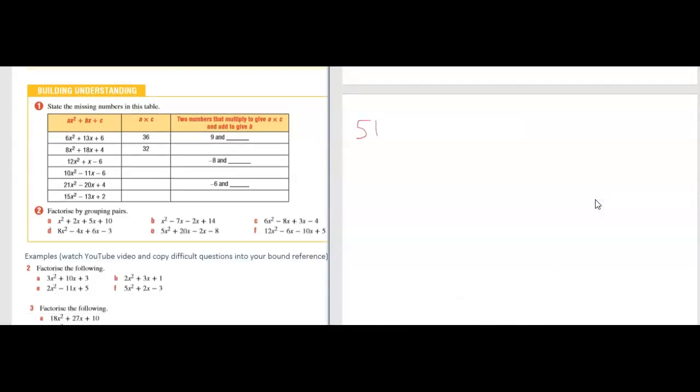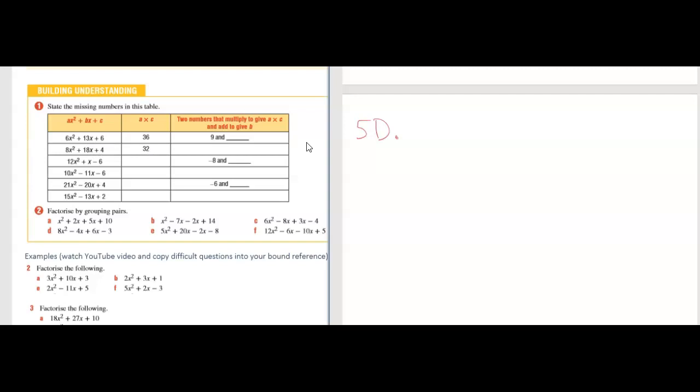Okay, so let's do 5D. This box here I've put in because it might help you go through the steps. You can see here the first one, we've got a times c. So 6 and 6 gives you 36. And in this spot here, we need two numbers that multiply to give a times c and add to give b. So in this case, b is 13.